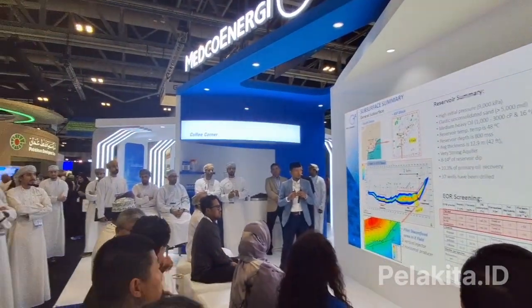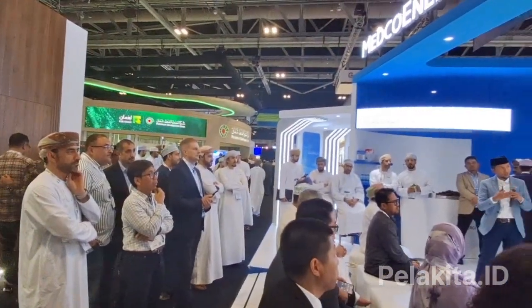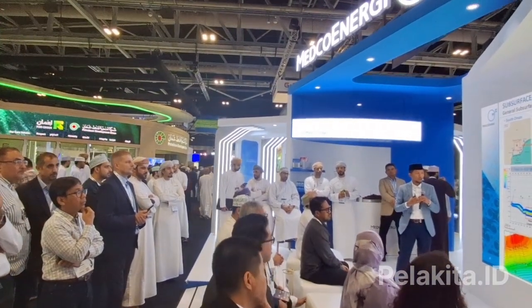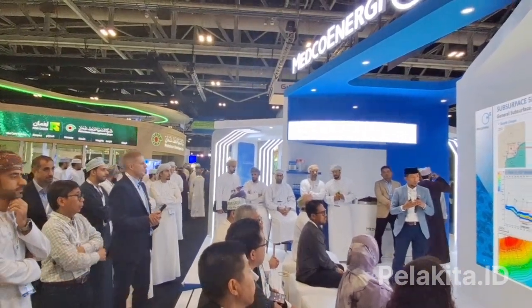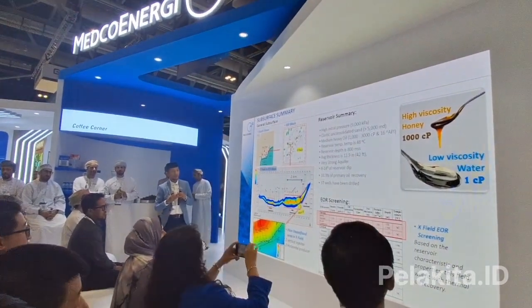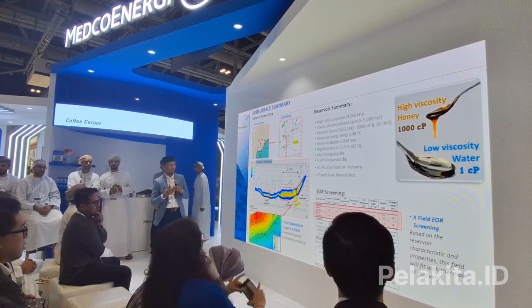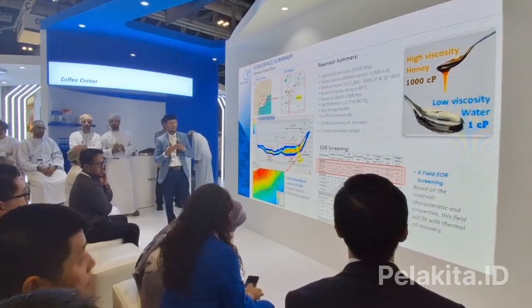Based on these conditions, we did a reverse screening, and based on the reservoir summary that we already saw, one of the suitable options is thermal. So that's why we are trying to prepare the pilot project for this single project as a thermal development.